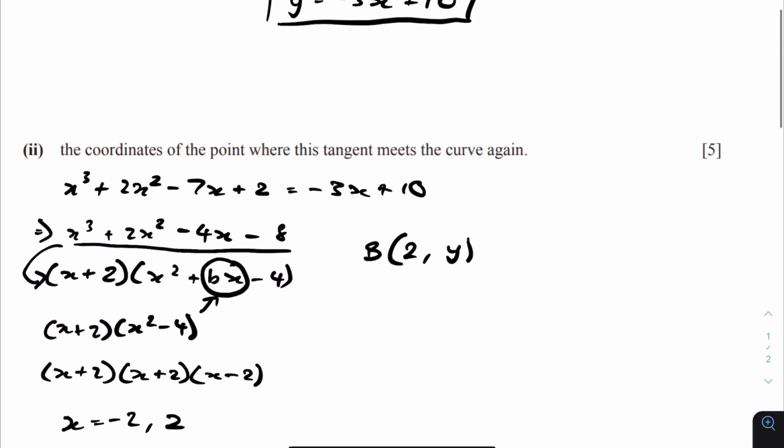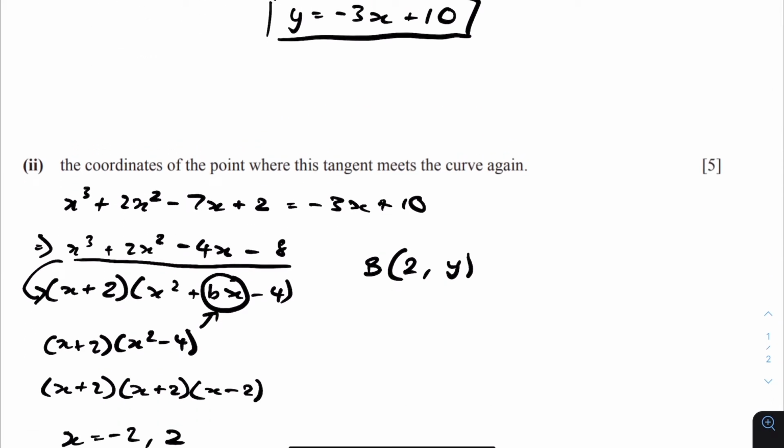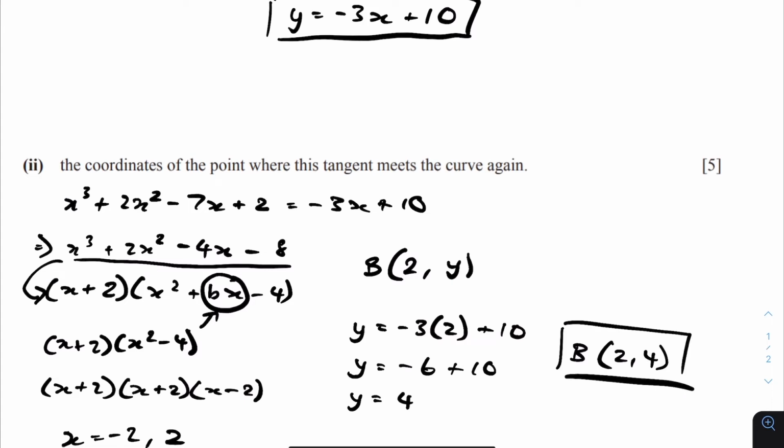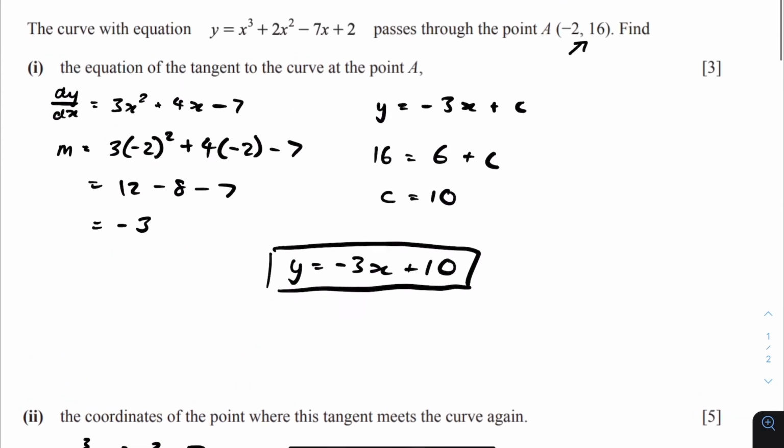The easiest way of finding the y value is just sticking it into our tangent equation. So y is equal to negative 3, and then we multiply by 2 because we're substituting 2 in there, plus 10, which means that y is equal to negative 6 plus 10. So y is equal to 4. So we can say that b is (2, 4), and that's the other point of where the tangent meets the curve again.